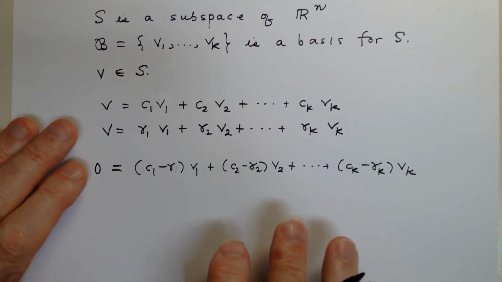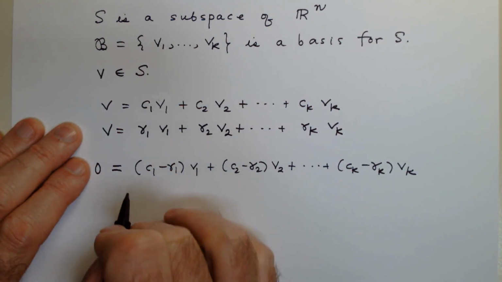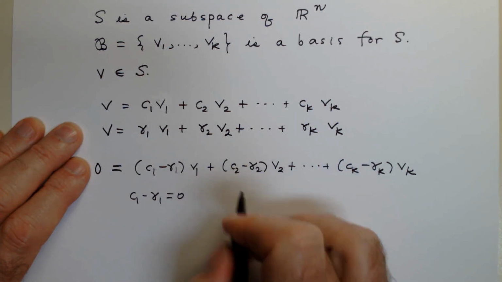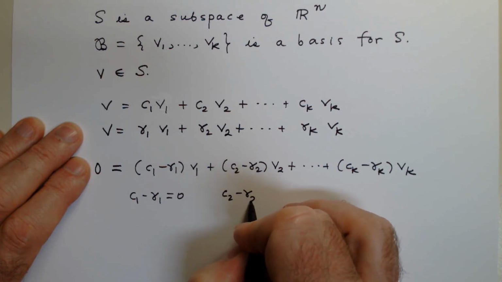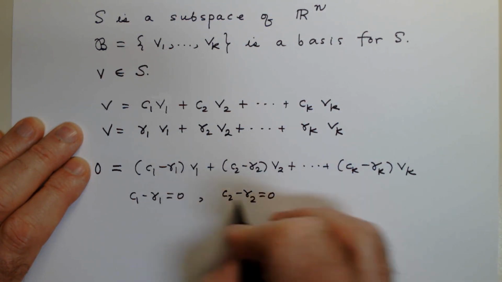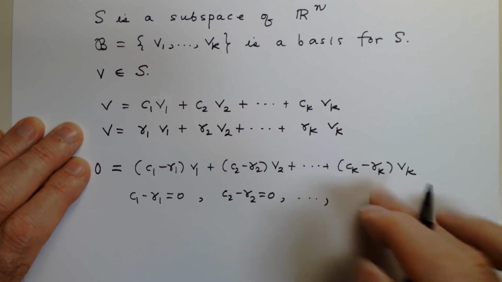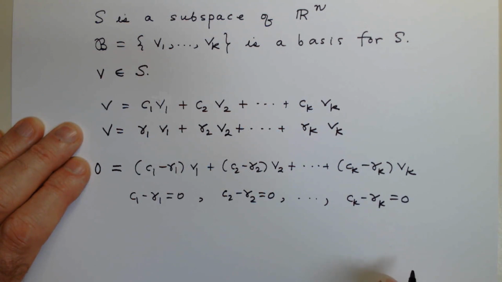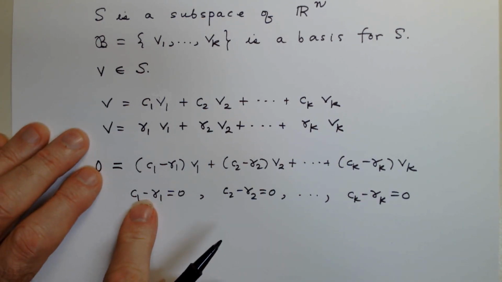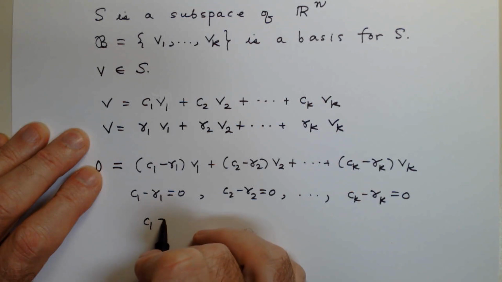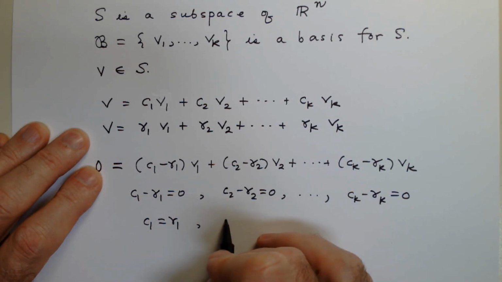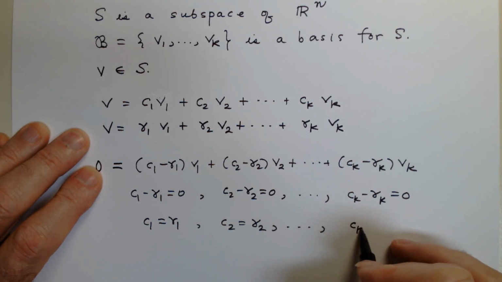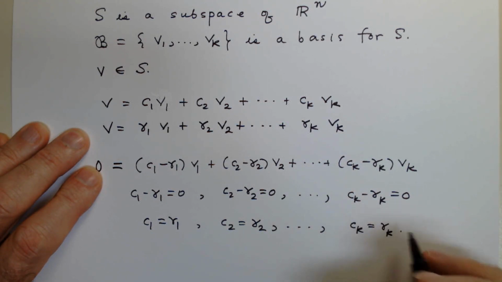So as a consequence of the linear independence, c1 minus gamma 1 is equal to 0. And c2 minus gamma 2 is equal to 0. And this will go on out to ck minus gamma k is equal to 0. Now, that of course means that c1 is equal to gamma 1, that c2 is equal to gamma 2, and that ck is equal to gamma k.